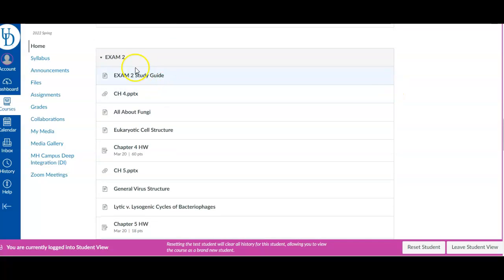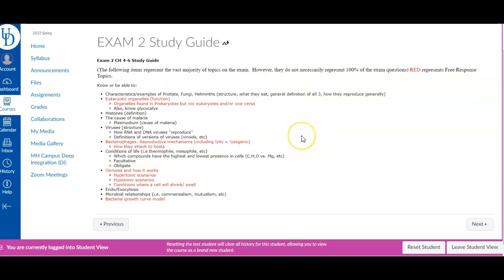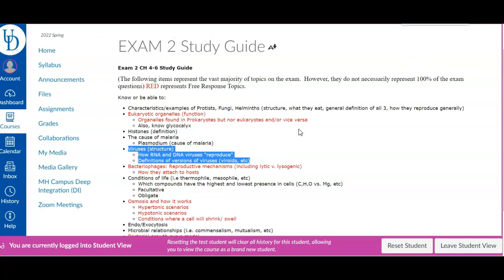So let me go ahead and start with this to give you a sense of points. This one is 55 questions, 100 points. Obviously some questions are worth more points. Those that are worth more points are in red. Generally speaking, let me make this a little bigger for you guys. There we go.